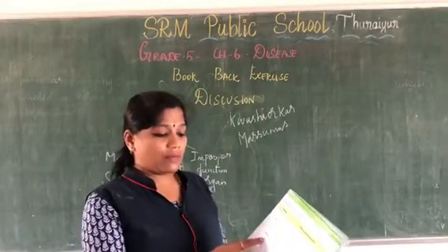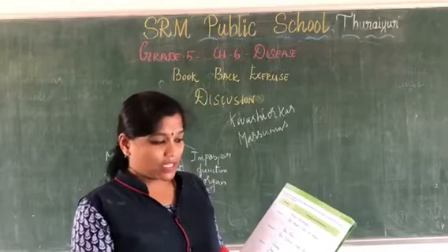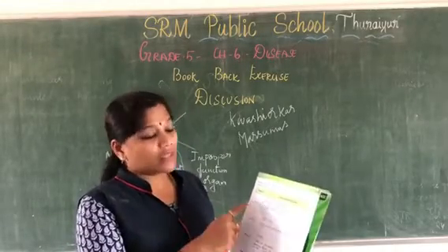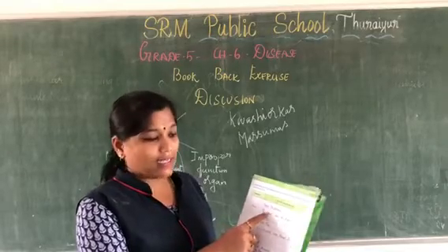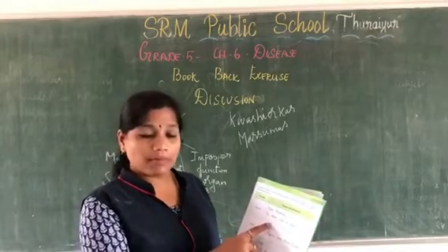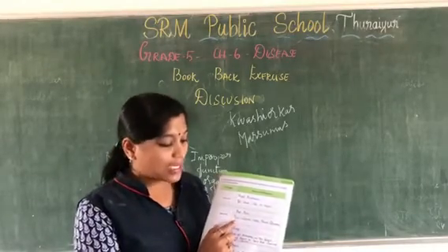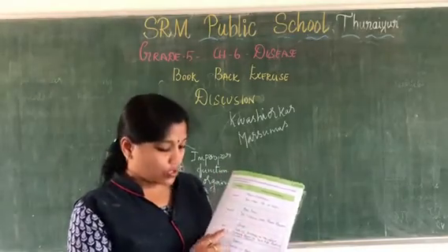Next is complete the table. So vitamin A, vitamin B1, vitamin C and vitamin D. You need to write what the disease and the symptoms are. So vitamin A deficiency causes night blindness. The symptom is that night vision will not be there. Vitamin B1 deficiency causes beriberi, a kind of disease. You suffer from nervous disorder.